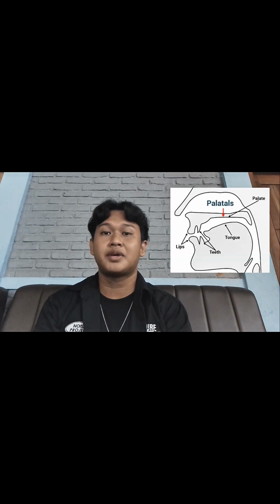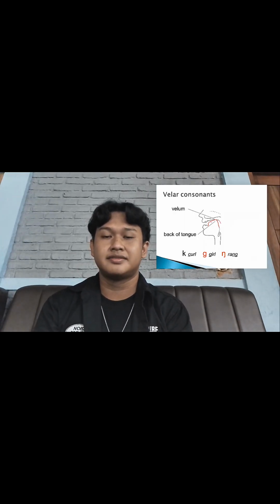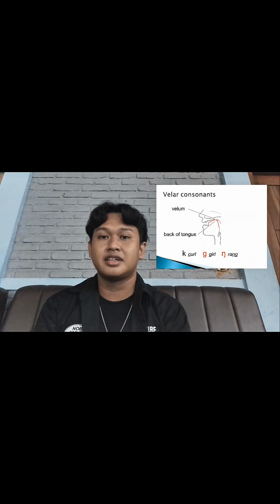The next is hard palate. The hard palate is the hard part of the roof of the mouth. Examples are sh as in she and zh as in measure. The next is velum or soft palate. Velar sounds are produced when the back of the tongue touches the velum or soft palate. The examples are K, G, and ng, as in king, go, and sing.